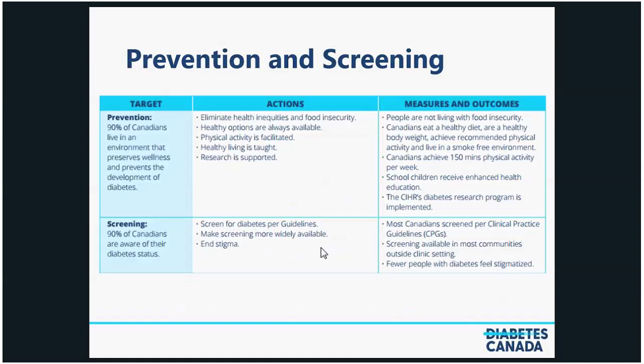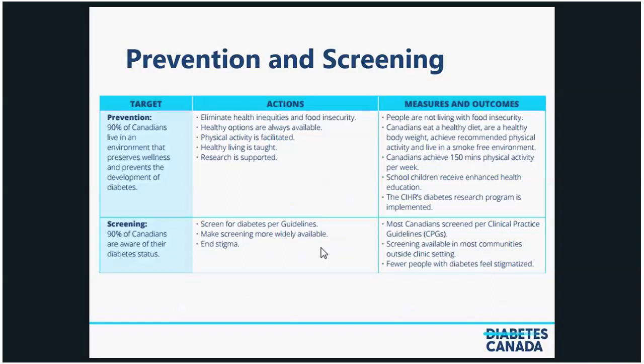So the first is that we really think we have to go back to the basics and eliminate health inequities and food insecurity. Research has shown categorically that people who are lower income or living with food insecurity are particularly susceptible to developing diabetes. They're particularly constrained in their ability to treat it effectively, given how important access to a healthy, balanced diet is to living well with diabetes or reducing your risk of getting it. And therefore, they suffer more from the complications than higher income Canadians, and that's just not right.